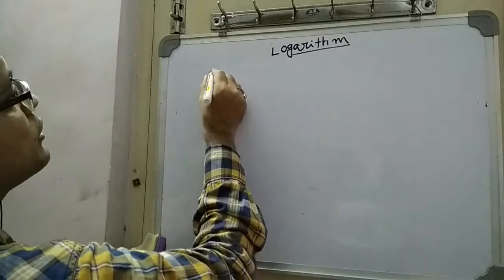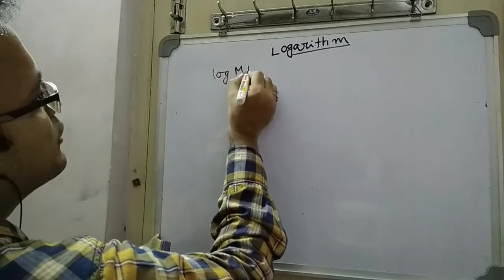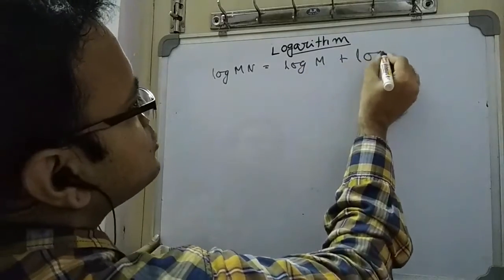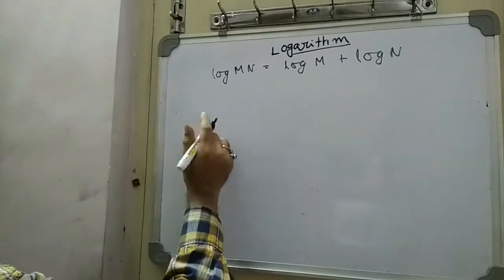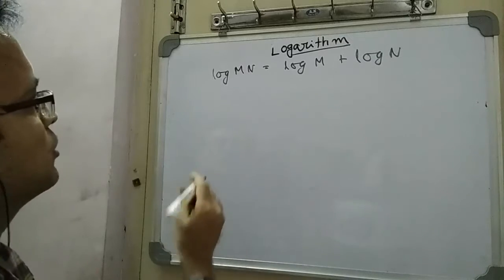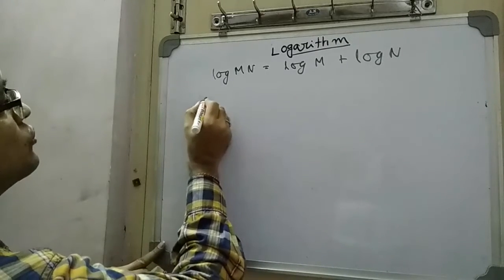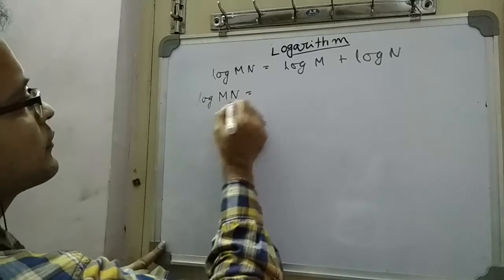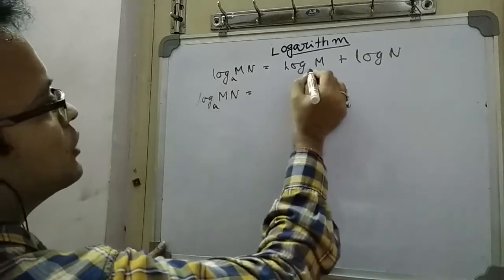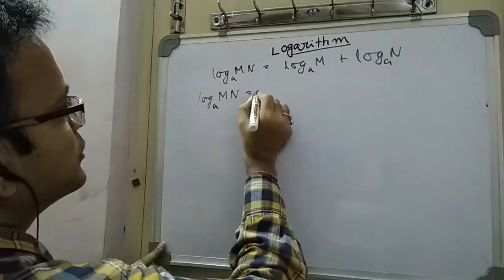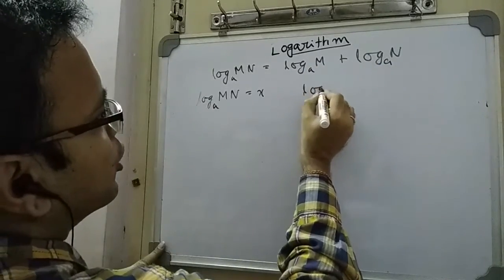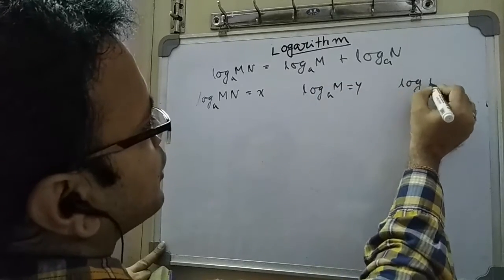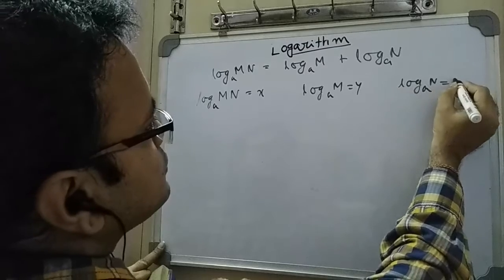Now you may think, how is log mn equal to log m plus log n? So we'll try to prove this: log mn equals log m plus log n. So assume log mn as x, we are taking base as a, log m base a as y, and log n base a equal to z.